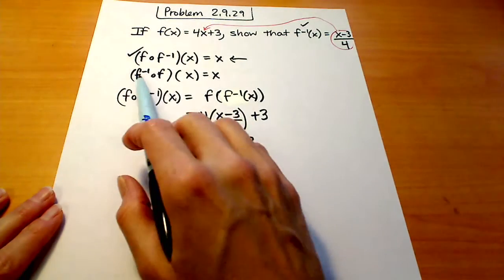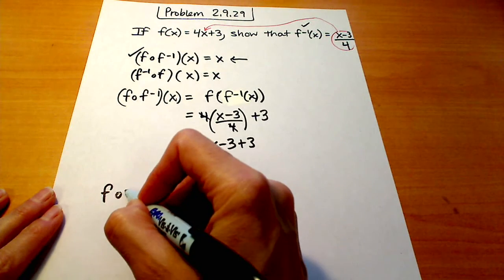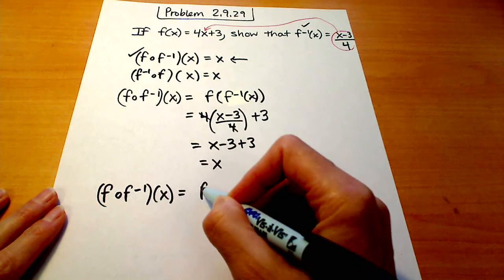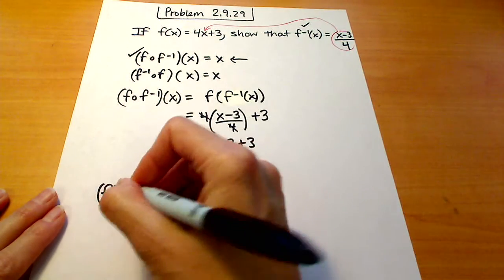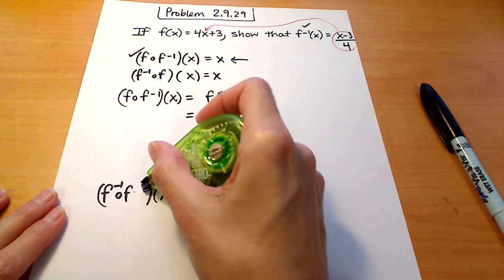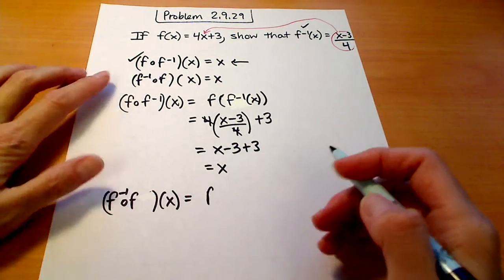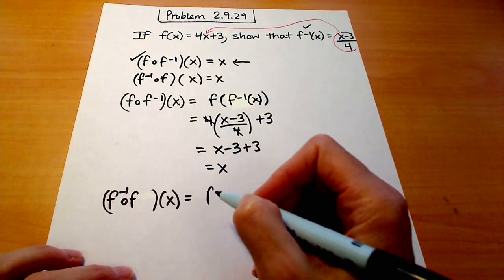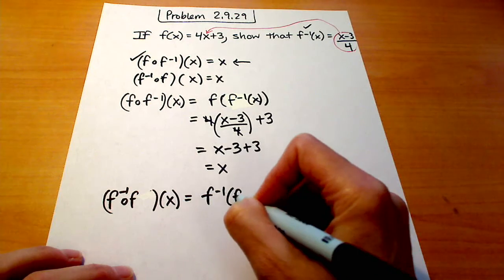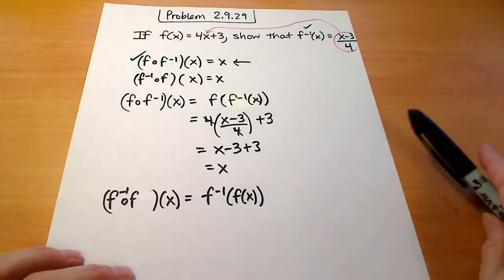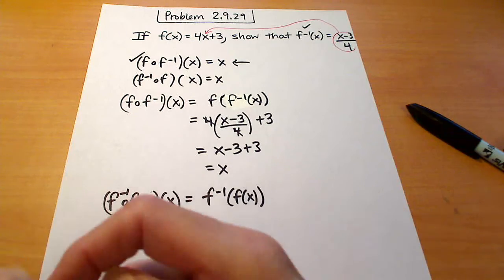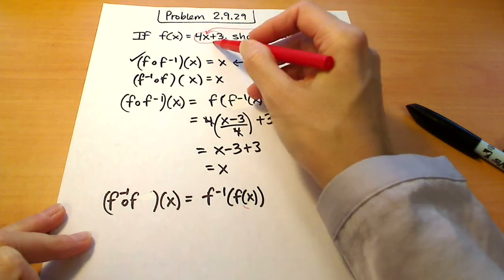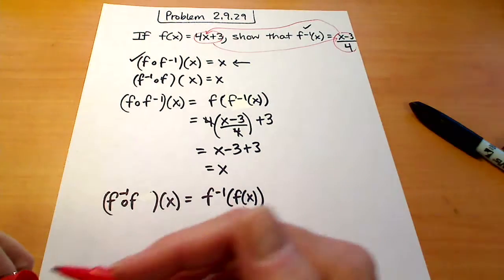What we need to do next is show that the composition in the other direction is also x. So this is going to be f inverse of f of x. So right now we're showing this one. So this is f inverse of f of x, which in this instance what we would be doing is actually taking f of x as the input and then plugging it right in there for the x.